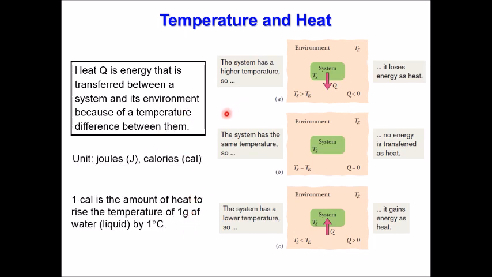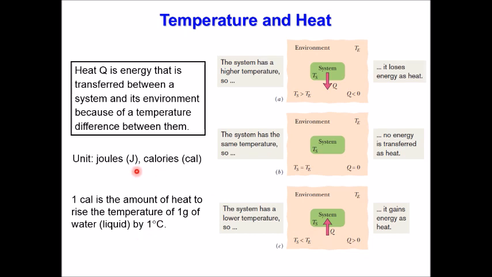What is the unit of heat? We just said heat is just energy. So the classical unit is the joule. But it turns out that there is another unit of energy, which is the calorie. So what is 1 calorie? 1 calorie is the amount of heat to raise the temperature of 1 gram of liquid water by 1 degree Celsius. Just 1 gram of water, and you heat it up by 1 degree Celsius. The energy required in this process is 1 calorie.